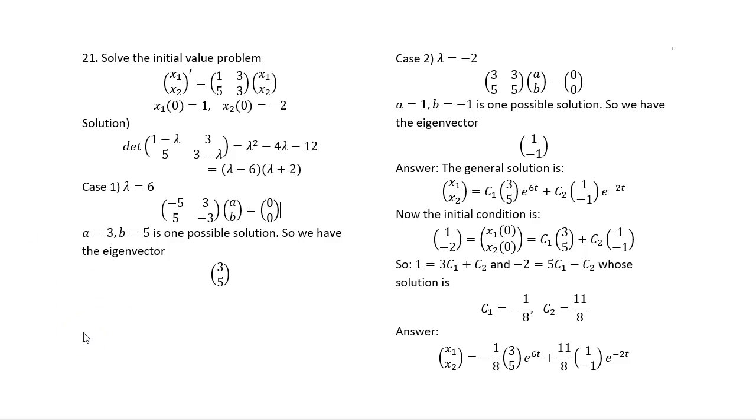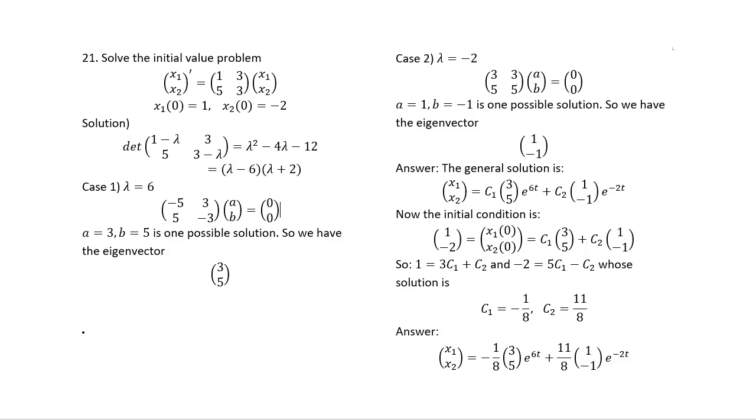Question 21. Here is another similar question. This time you're explicitly given the matrix form. But one thing in addition is that you're given these initial conditions. So if you're given this initial condition, how do you solve it? That's the question.